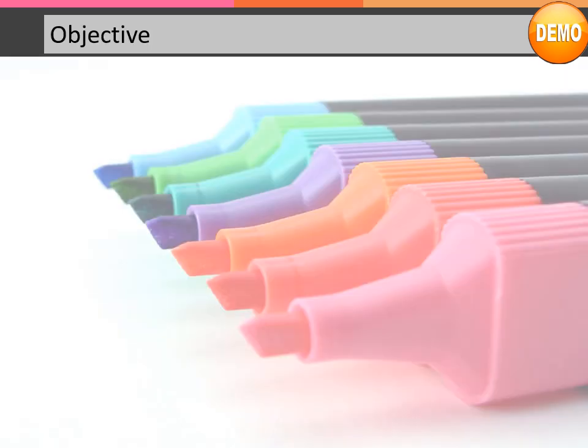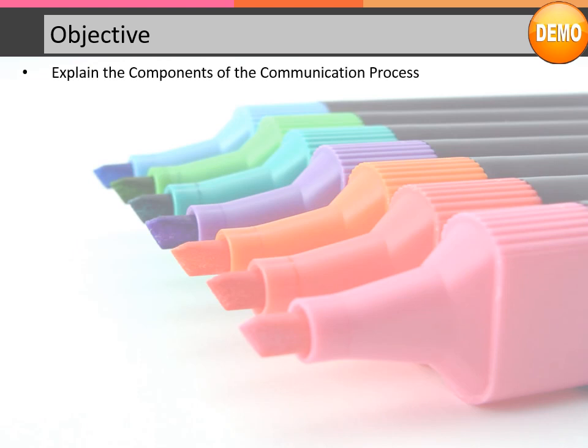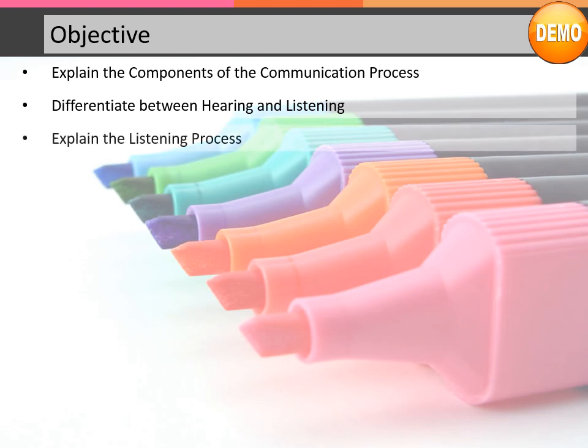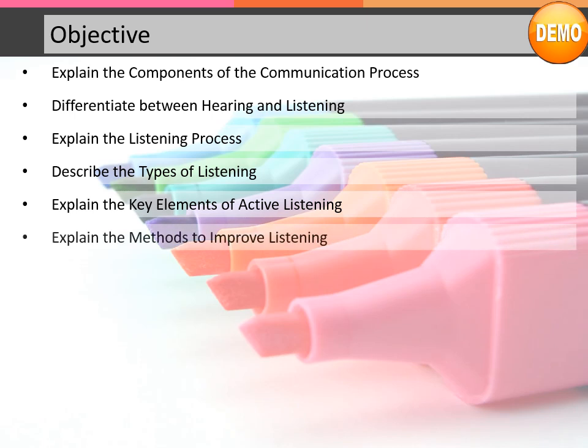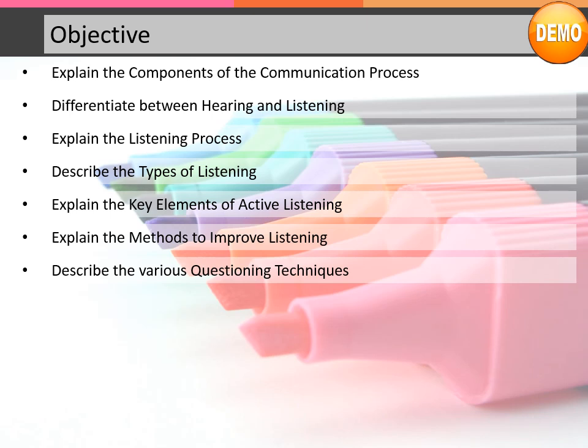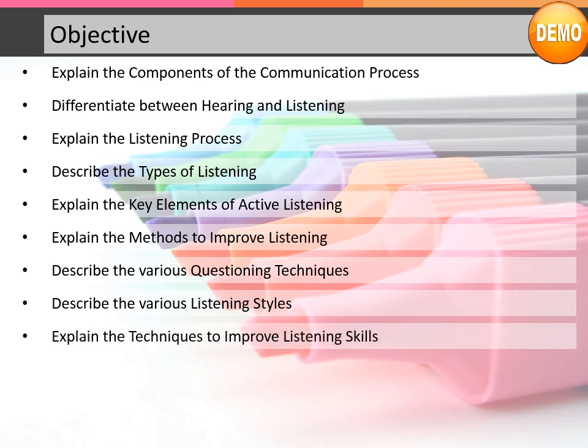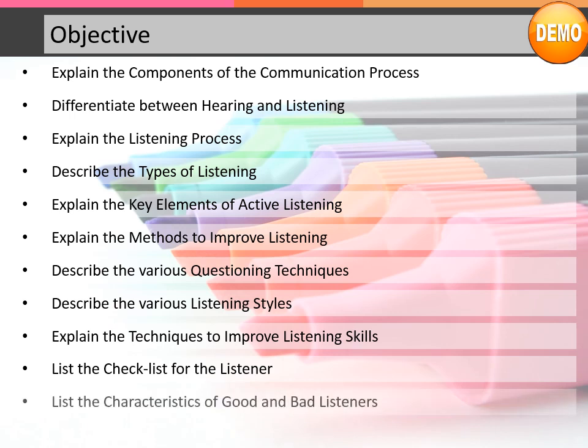Let's review the course objectives. Explain the components of the communication process. Differentiate between hearing and listening. Explain the listening process. Describe the types of listening. Explain the key elements of active listening. Explain the methods to improve listening. Describe the various questioning techniques. Describe the various listening styles. Explain the techniques to improve listening skills. List the checklist for the listener. List the characteristics of good and bad listeners. List the tips for effective listening.